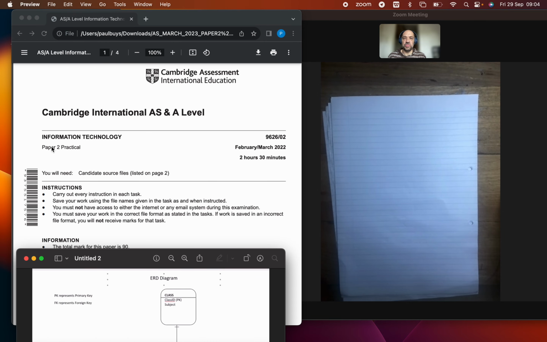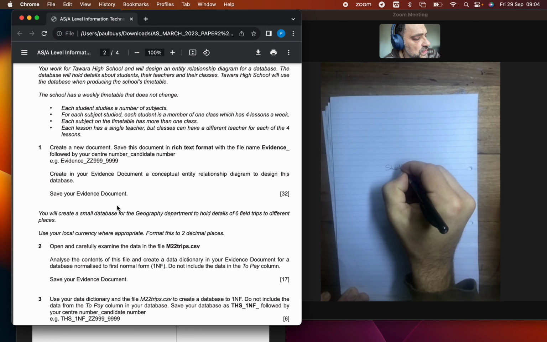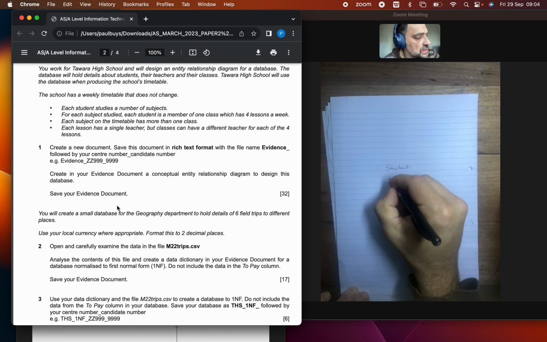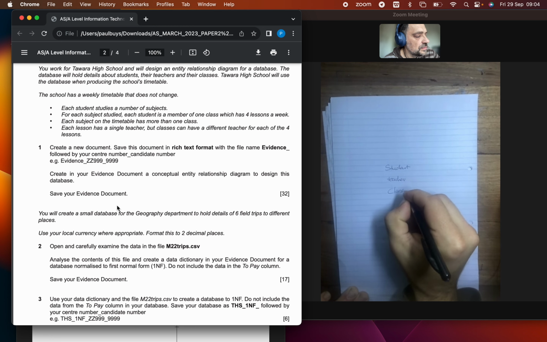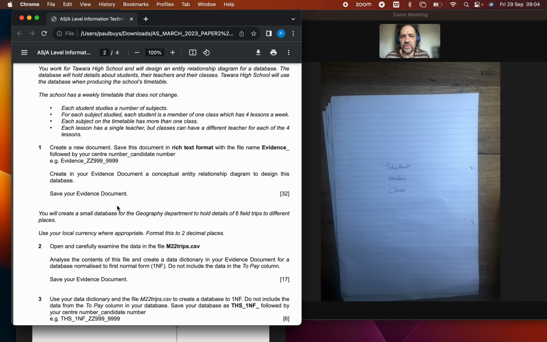You work for Tawara High School and will design an entity relationship diagram for a database. The database will hold details about the students, their teachers, and their classes. Students, teachers, and classes. I'm just going to keep everything in singular form. Tawara High School will use this database when producing the school's timetable.